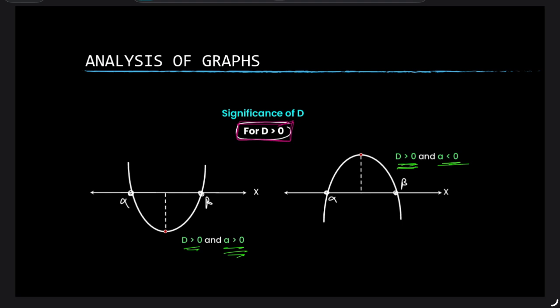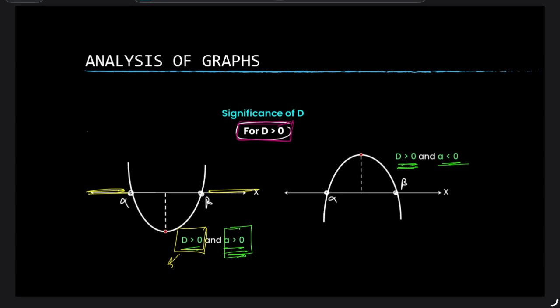We know that whenever a is greater than 0, it will be an upwards parabola, and since d is also greater than 0, it means two distinct real roots. It means the graph will cut the x-axis at two distinct points. This will be the graph where it cuts the x-axis at two distinct points, respectively alpha and beta. Here we can see that for some values of x the function value is negative, and for some values of x the function value is positive.